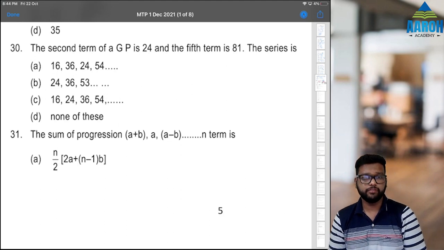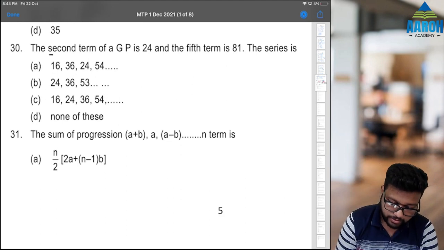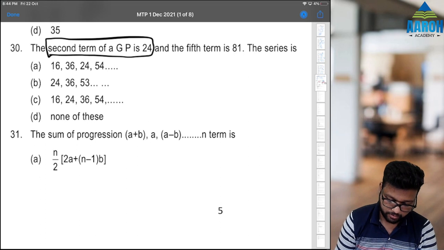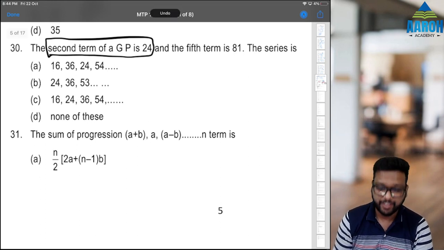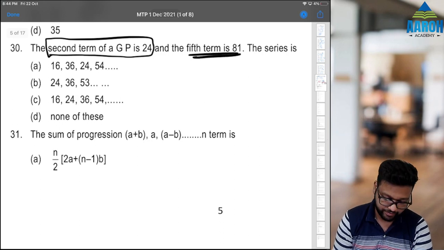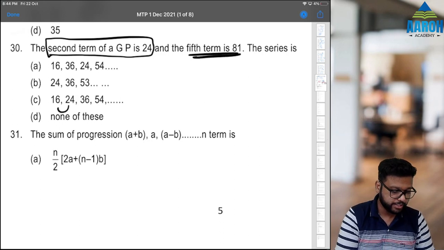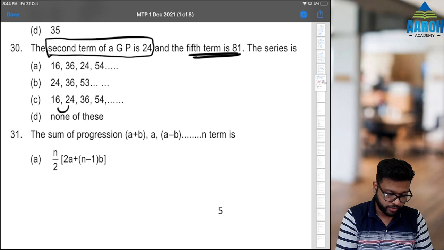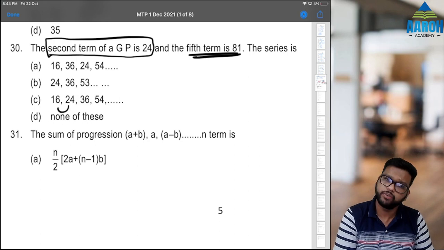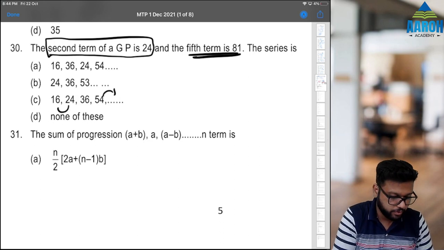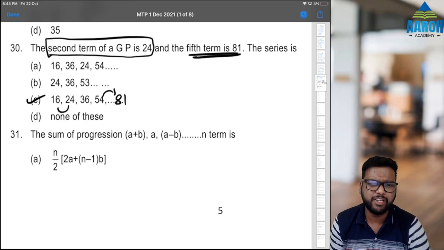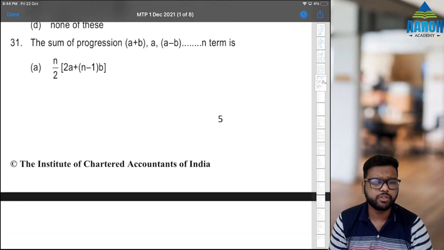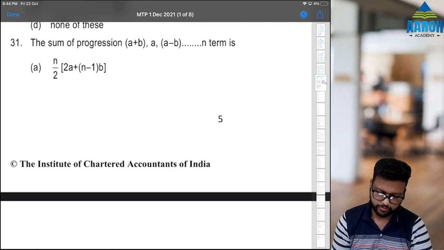30 is a very illogical question because the second term of the GP is 24. So obviously only option C or none of these can be the answer. And the fifth term is 81. Okay, fifth term, let's check. What is the common ratio? 24 by 16 is 1.5. 36 by 24 is also 1.5. So 54 into 1.5, 81. C is the correct answer. Illogical question. 31 is good. It is an additional question bank of the module.